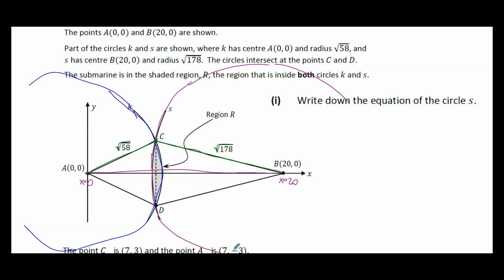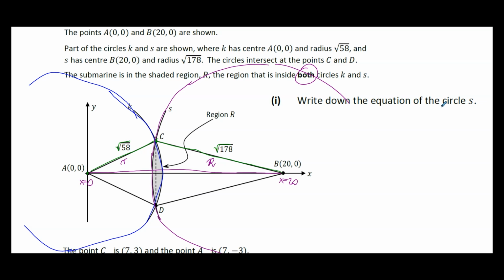Okay, so part of circle K and S are shown where K has a center A, so that's the center. That means that is the radius of that circle. And S has the center, so that's where the center is, and that is the radius, let's do capital R, for that second circle. The circles intersect at the points C and D. The submarine is in the shaded region, the region that is inside both circle K and S. Okay, so what do we need to do?